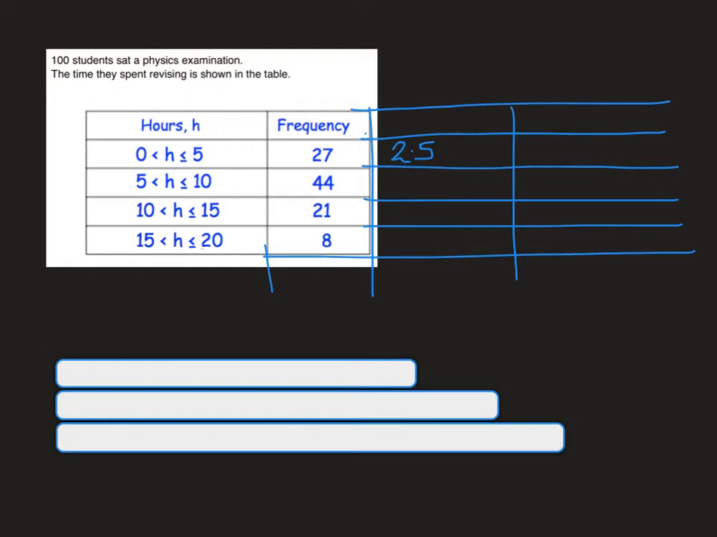How about the next group? So 5 to 10. What do you think might be a good value there to give everyone of those 44? Well, again, hopefully we said, well, how about halfway between 5 and 10? 7.5. So when you are working out the mean from a grouped frequency table, what you need to do is for each class find the midpoint, because that's what we're going to use as a rough guess as to what all those people in that class did. So at 2.5, 7.5, the midpoint between 10 and 15.